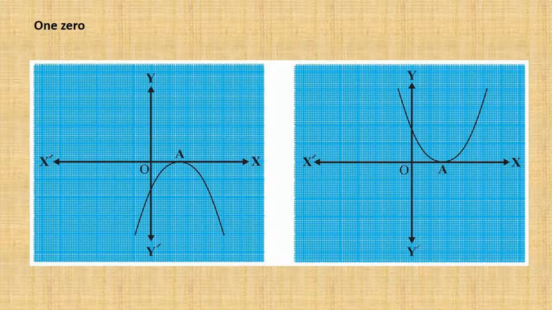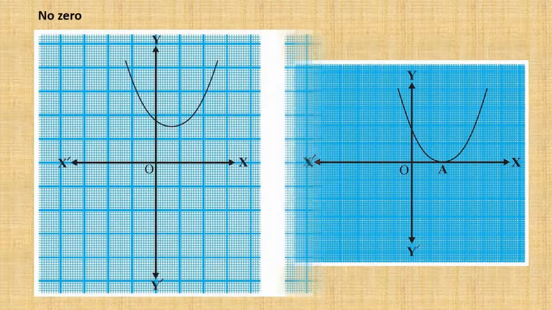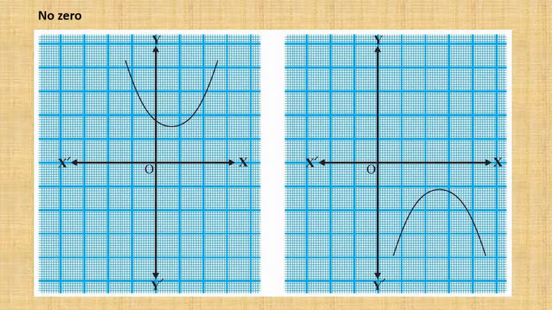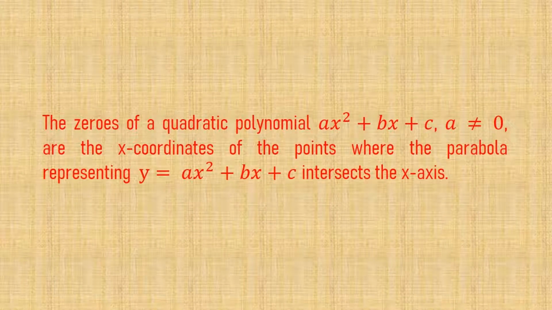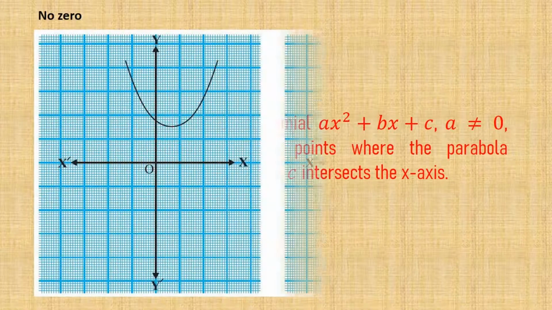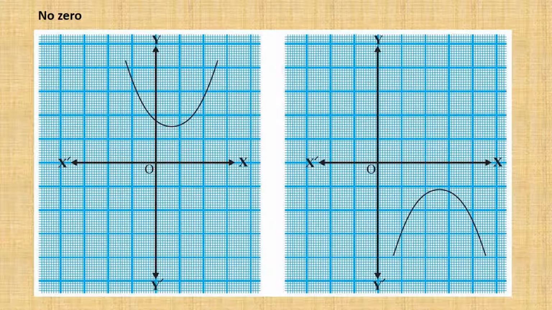The third case is that sometimes the graph may be like this. It may be completely above the x-axis or below the x-axis without touching the x-axis anywhere. In this case, there is no intersecting point, so there are no zeros. The geometric idea is that zeros are the x-coordinates of the intersecting points of the graph and the x-axis, but here there is no intersecting point, so there can't be any zeros.